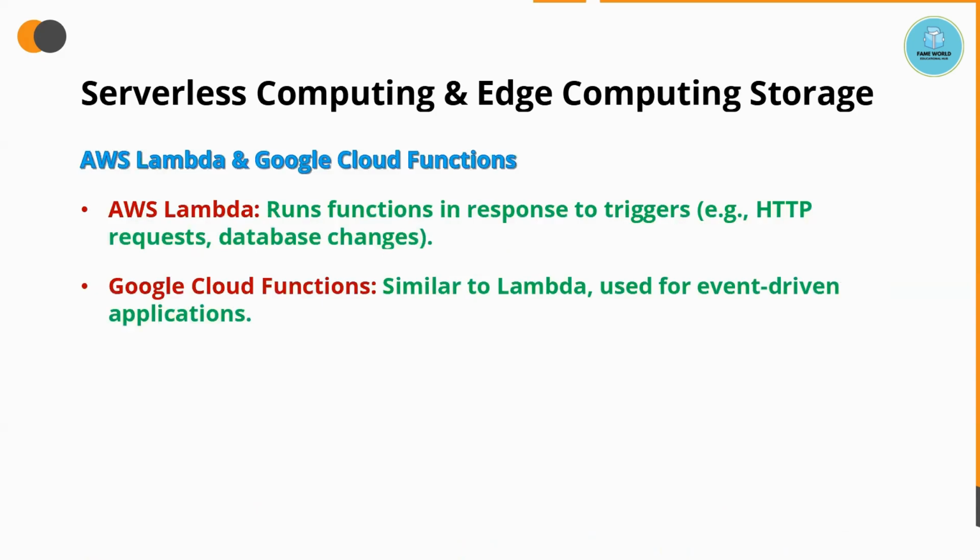So AWS Lambda is an example. AWS Lambda, an event-driven serverless computing platform, is from Amazon Web Services. AWS Lambda runs functions in response to triggers, for example, an HTTP (Hypertext Transfer Protocol) request or database changes.